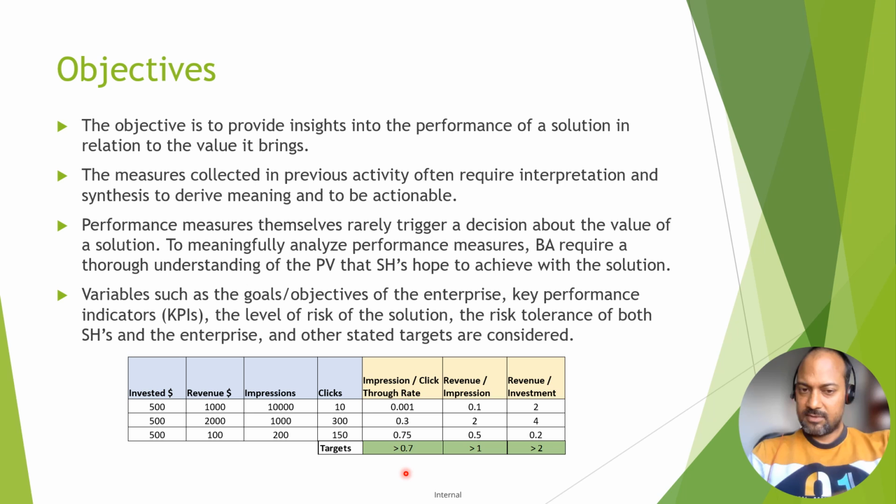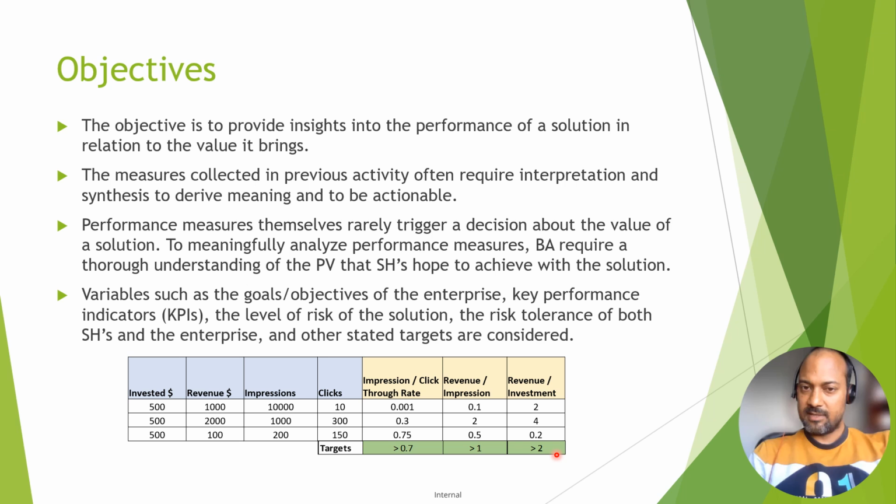Now you set the targets, okay? If the impression click-through rate is greater than 0.7, then that would be on target. If it is less than that, you need to do some performance improvement, some content modification or product image modification, those sorts of things. The revenue per impression should be greater than 1, and the revenue per investment should be greater than 2.